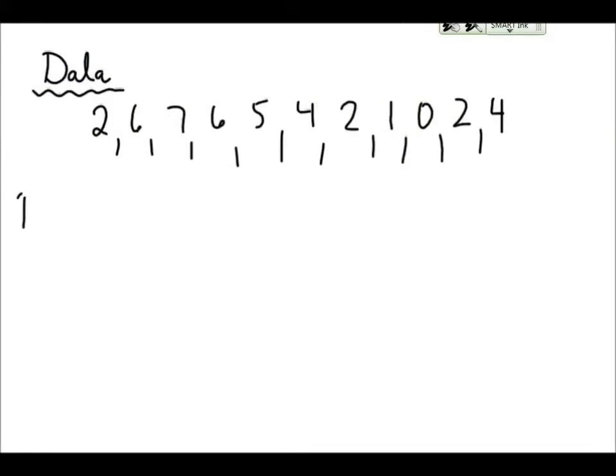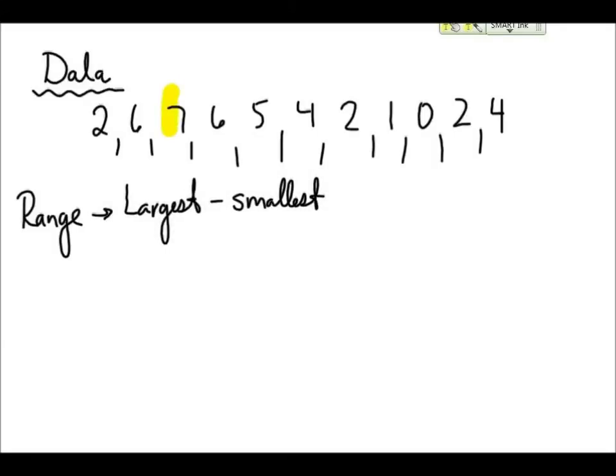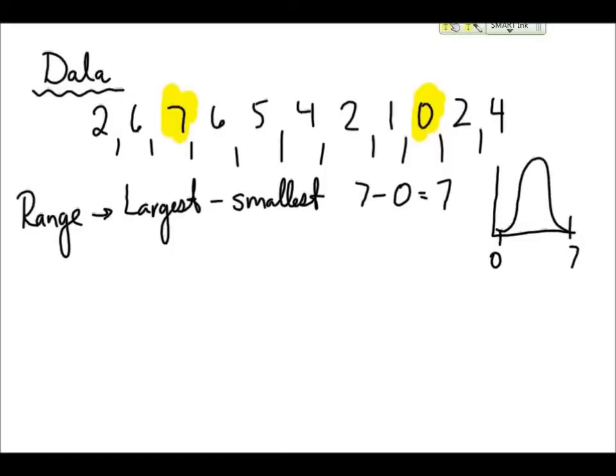Here's a set of data. So let's figure out the range. When I look at this data, the largest number I have is 7, and the smallest number I have is 0. So to calculate range, I take the largest and I minus the smallest. That gives me 7. Now that's important because what that tells me is my bell curve is 0 on the low end and 7 on the high end.